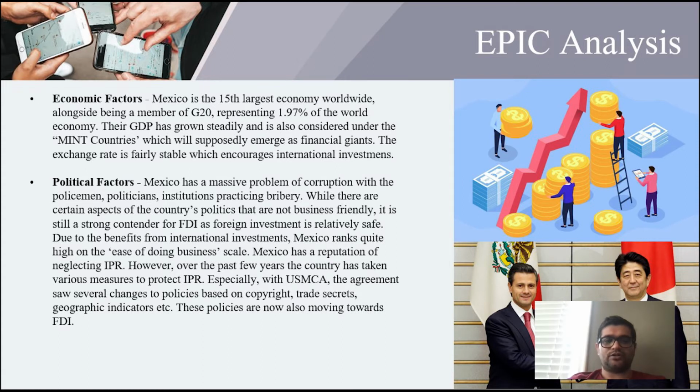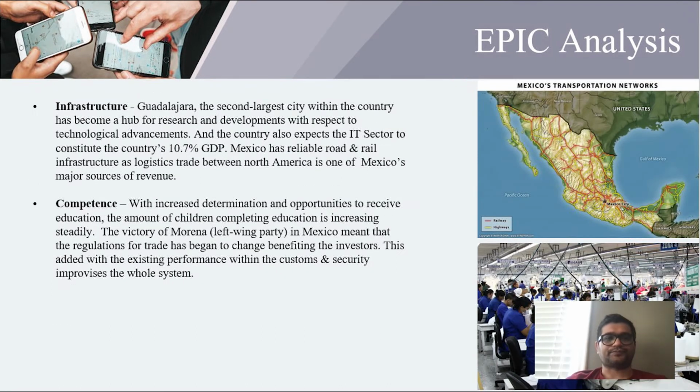Mexico has a reputation of neglecting IPR. However, over the past few years, the country has taken various measures to protect IPR, especially with the USMCA agreement. The agreement saw several changes to the policy based on copyright, trade secrets, and geographical indicators.